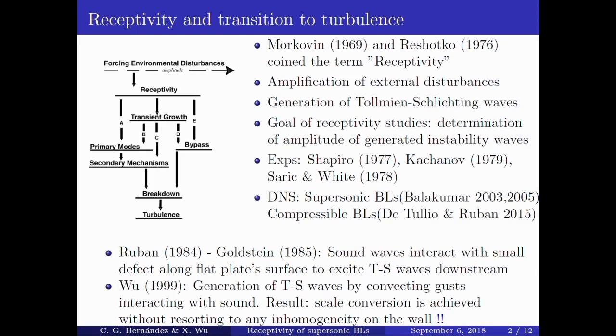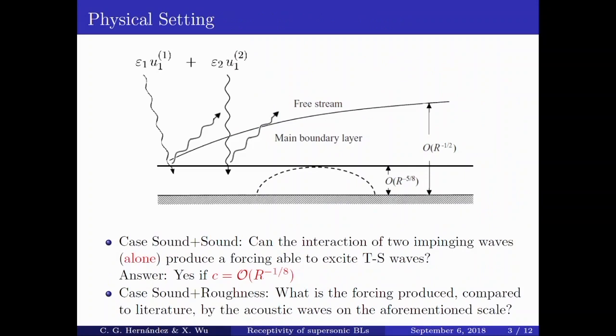On the more theoretical side, I will mention a couple of papers as well. The Rubin-Goldstein theory is the most famous one, which describes this whole problem. Another very surprising study is the one by Wu in 1999. He considered the generation of TS waves by convective gusts interacting with sound without any kind of roughness. He found that this scale conversion can be achieved without any kind of roughness, which is very surprising. And the work I'm presenting today builds on this study.